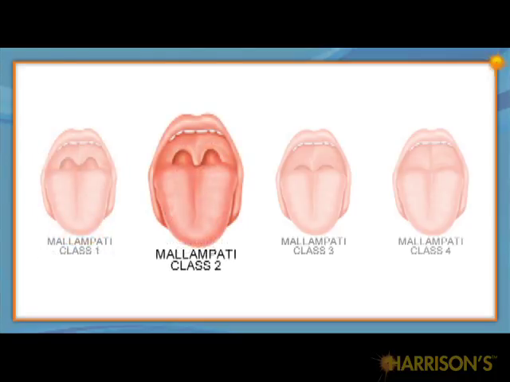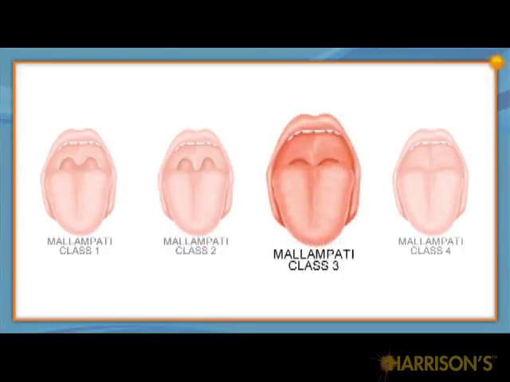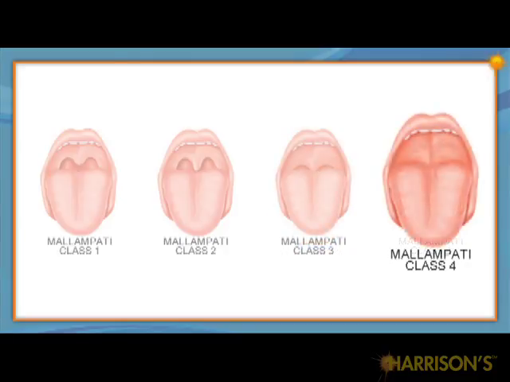Mallampati 2 when the soft palate and part of the uvula are visualized. Mallampati 3 when only soft palate and the base of the uvula are visualized. And a Mallampati 4 score is given when only hard palate is seen. Mallampati 4 scores are associated with a higher risk of difficult intubation.